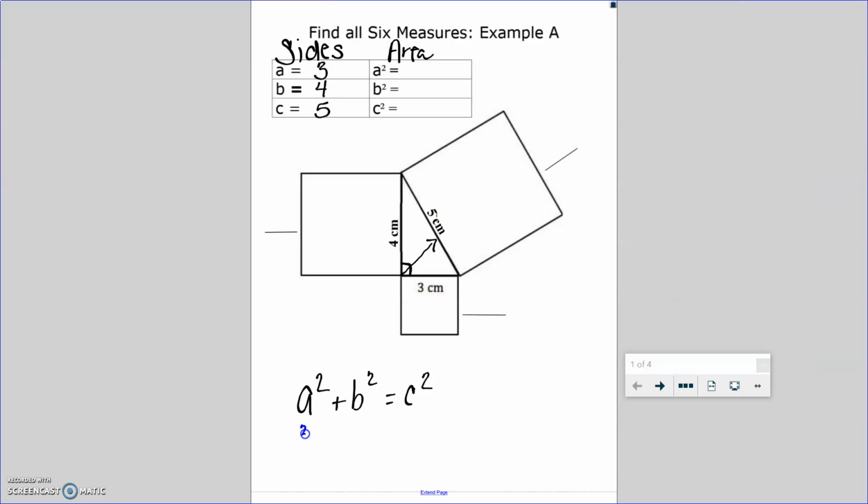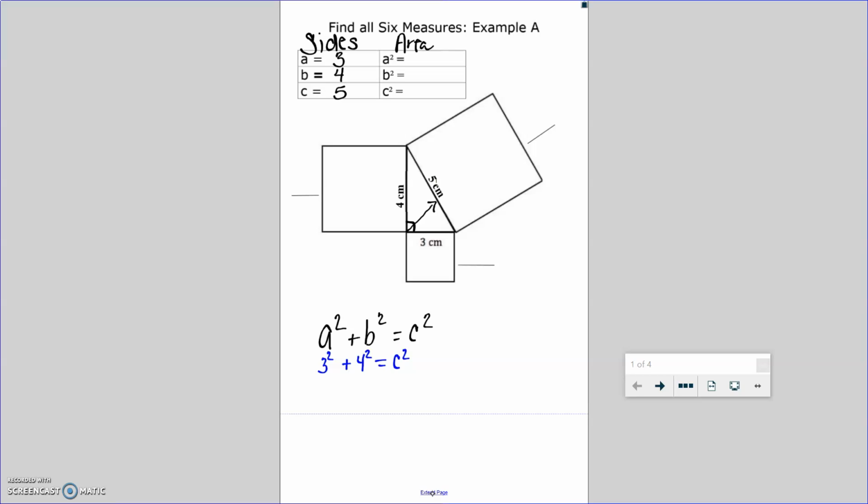Okay, so I have 3 squared plus 4 squared is equal to C squared. If this is true, then we know it's a right triangle. So 3 squared is 9 plus 16 is equal to 25, right? 25 is equal to 25, okay? So that means A squared is 9, B squared is 16, and C squared is 25.